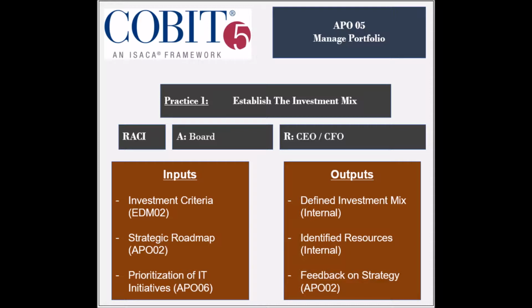The practice receives several inputs, which include the investment criteria from the EDM2 process, the strategic roadmap and risk assessments from the APO2 process, and the prioritization of IT initiatives from the APO6 process. The practice generates several outputs as well, which are the defined investment mix and the identified required resources, both to be used internally, and the feedback on strategy to be used by the APO2 process.